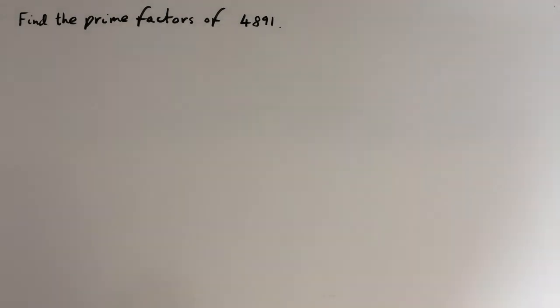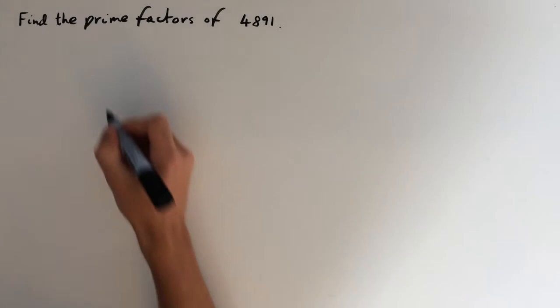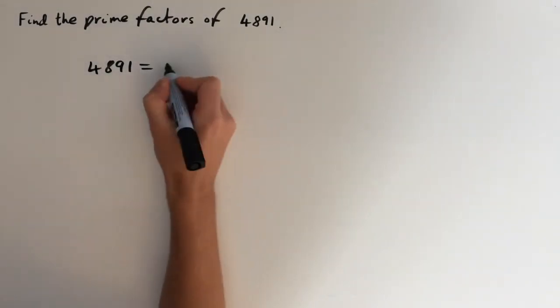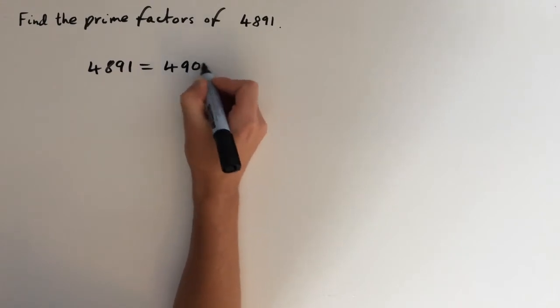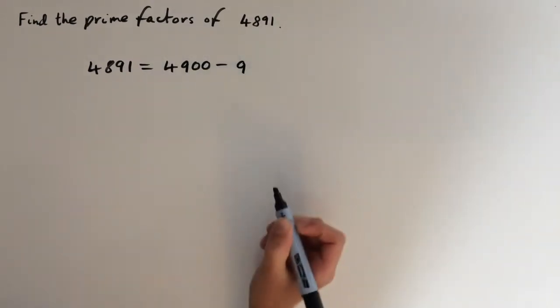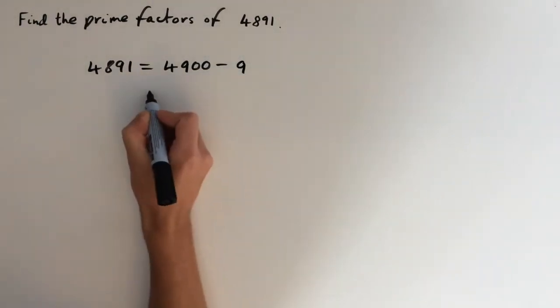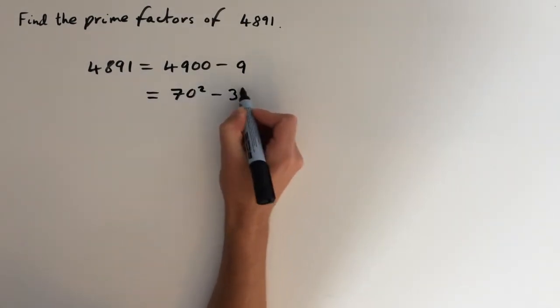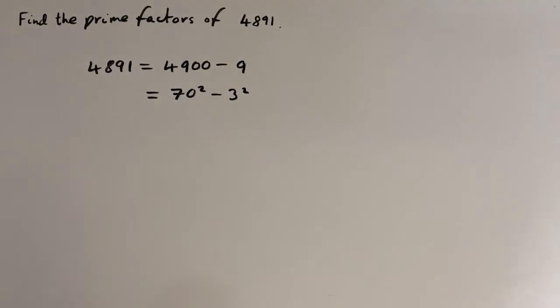Hey guys, in this video we'll be finding the prime factors of 4,891. So how else can we write 4,891? Well, this equals 4,900 minus 9. And these are both square numbers. So this equals 70 squared minus 3 squared. And now we've got the difference of two squares.